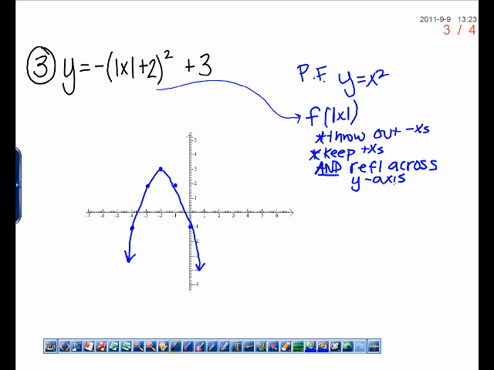Okay, let me explain one more time why this works. We throw out the negative x's, and then we reflect the positive x's to take their place. Let's think about why that works. What happens if I plug in a negative 1 right here? What does it automatically become? Positive 1. So instead of acting like a negative 1, it's going to act like a positive 1. That's why negative 1 and positive 1 have to have the same y value. That's why we're going to reflect.